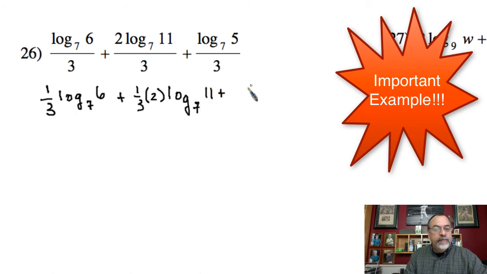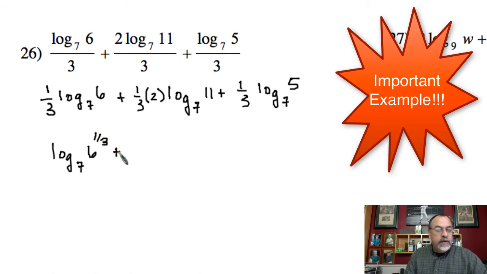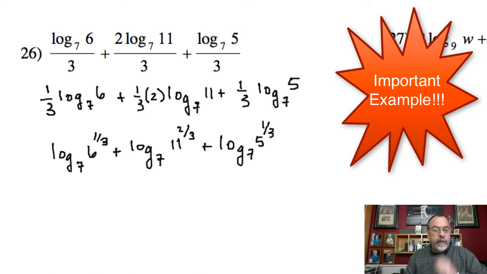Log base 7 of 11 plus 1/3 of, let's see, log base 7 of 5. Okay, so we can move this up here. So this is log base 7 of 6 to the 1/3 plus, now this is 1/3 times 2, so that's 2/3. So this is log base 7 of 11 to the 2/3. And then we have log base 7 of 5 to the 1/3.